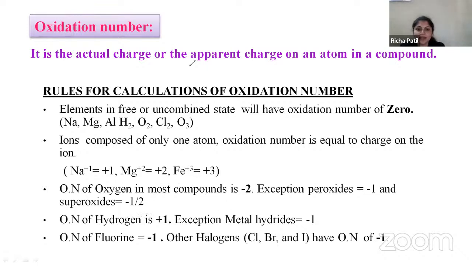The only exception is in metal hydrides. For example, I'll take NaH. Na is sodium, an alkali metal. What is the oxidation state of sodium? Sodium will be +1, because it will readily give 1 electron, so it is always in the +1 state. To make the overall compound 0, hydrogen will be -1. Only when hydrogen combines with a metal, the oxidation number will be -1. These are exceptional cases, but most commonly it will occur as +1.